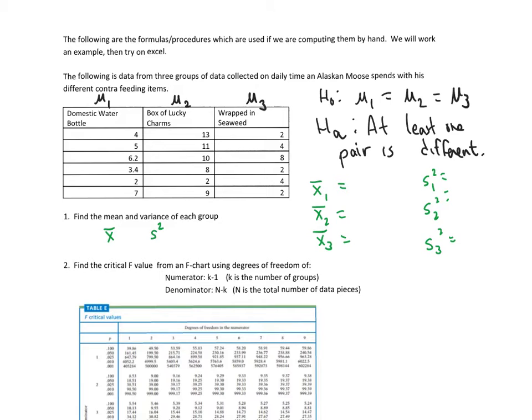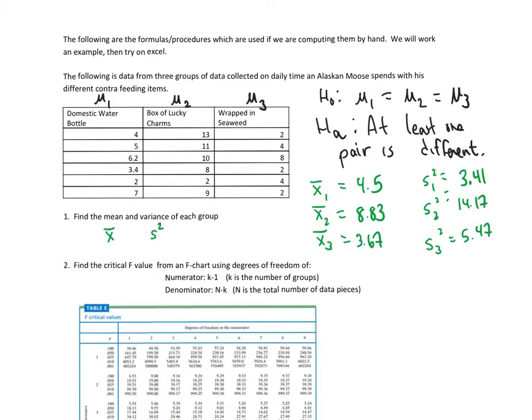So for mu1, I got a sample mean of 4.5 with a variance of 3.41. I'll go to 2 decimals for all these. For mu2, which is the Lucky Charms, I got a mean of 8.83 and a sample variance of 14.17. And for sample 3, I got a mean of 3.67 and a sample variance of 5.47.